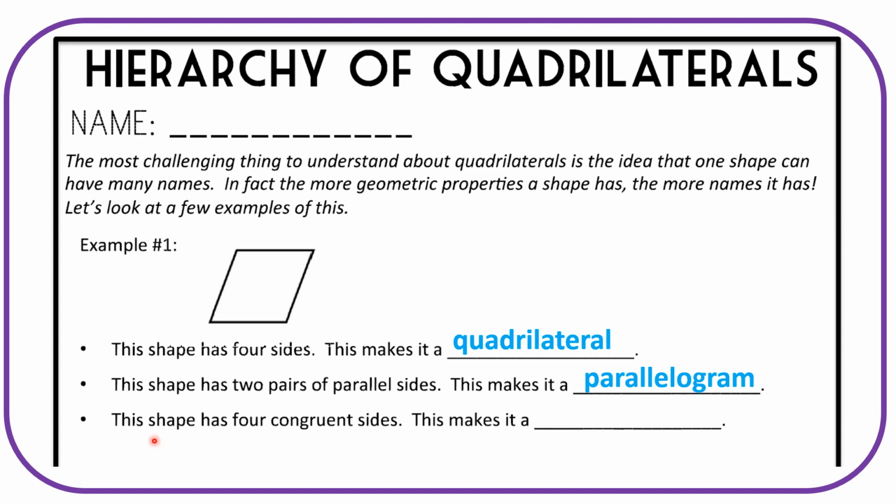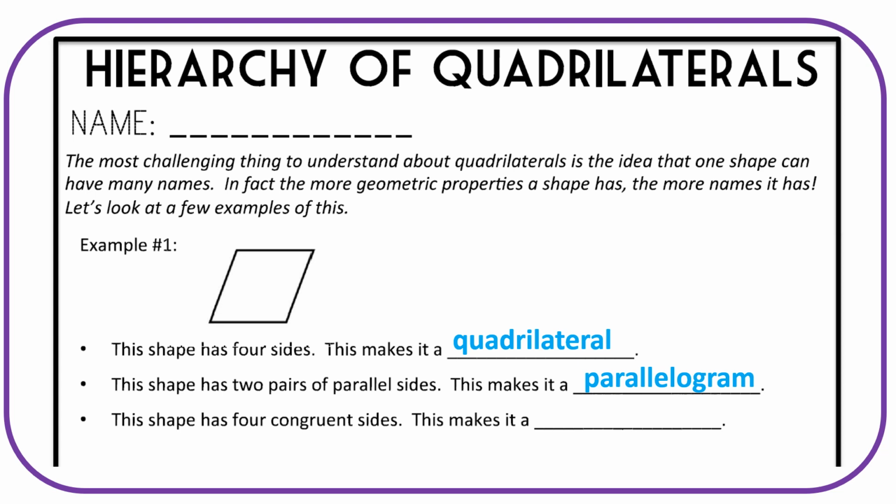Our last one. This shape has 4 congruent sides. This makes it a blank. This one's a little bit tricky. 4 congruent sides. Congruent means equal. There are 2 shapes in our quadrilateral groups that have 4 equal sides. It's a rhombus and a square. But this one is not a rhombus and a square. It's one or the other.